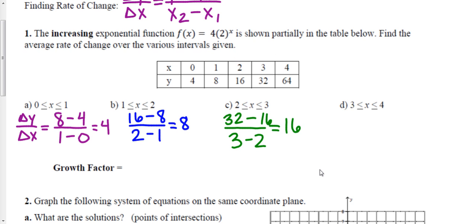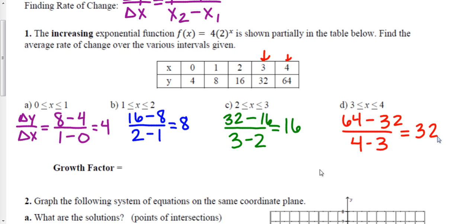And then for the last one, for my domain, they're asking about the range from 3 to 4, so we'll find the difference by doing 4 minus 3. We find the corresponding y, so that's 64 minus 32. 64 minus 32 is 32, and it's 32 over 1, and all we need to do is write down 32.